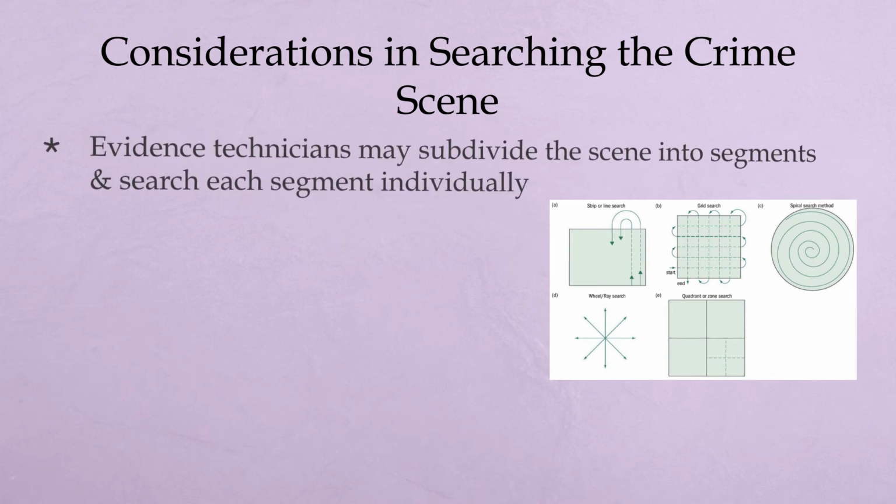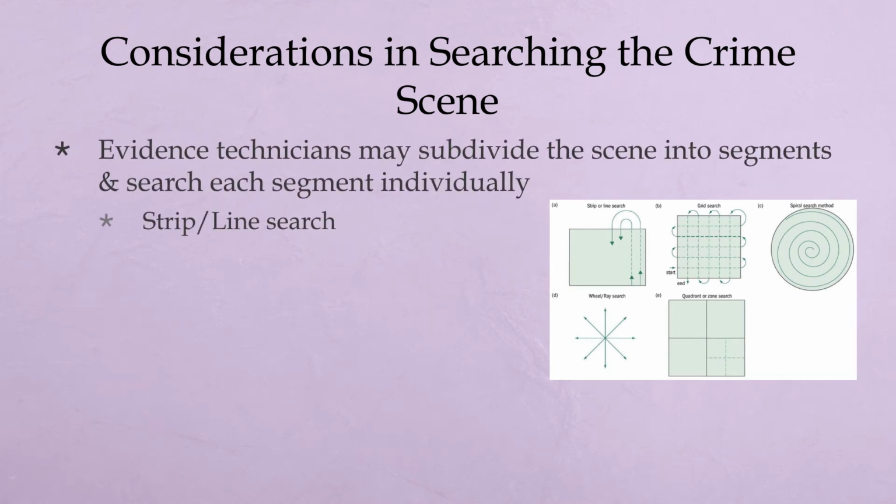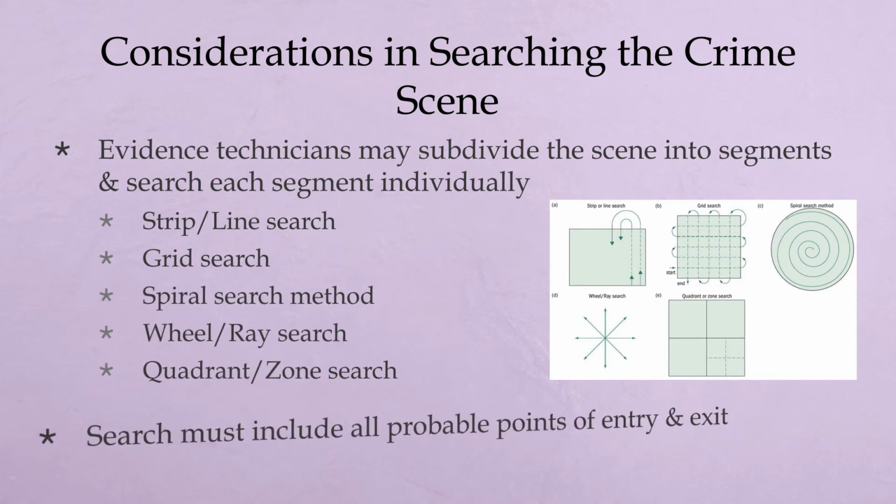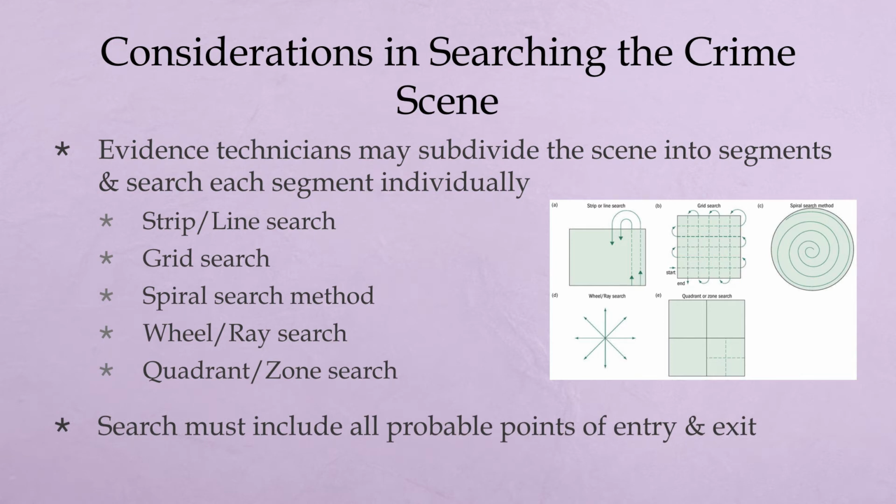When considering how to search the crime scene, evidence technicians may subdivide the scene into segments and then search these segments individually. There are 5 search patterns that can be used: a strip line search, a grid search, a spiral search, wheel array search, or quadrant or zone search. These searches must include all probable points of entry and exit.